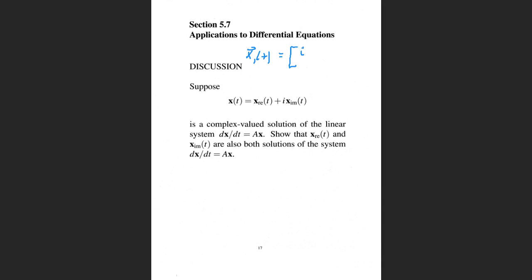So for instance, in this example 3 from section 5.7, the solution to their system of differential equations is the eigenvector I2 times e to the (-2 plus 5i)t. Okay, and this here is an example of a complex solution. And here, you can write this as e to the -2t.